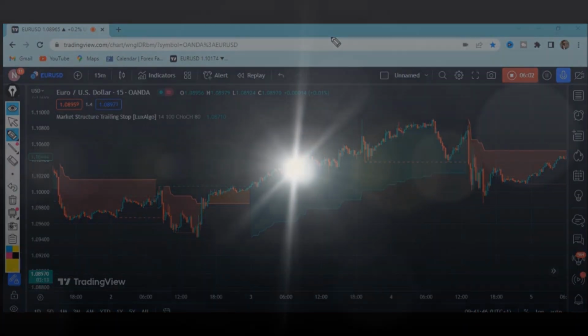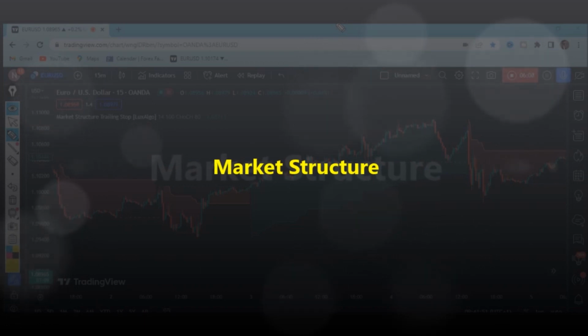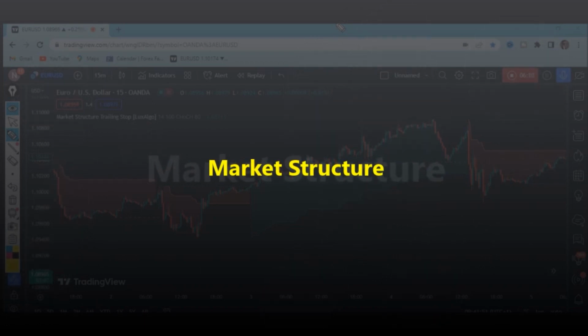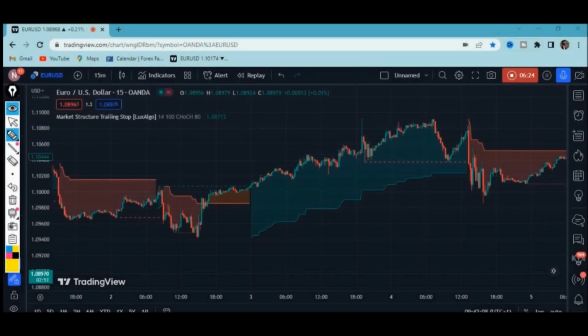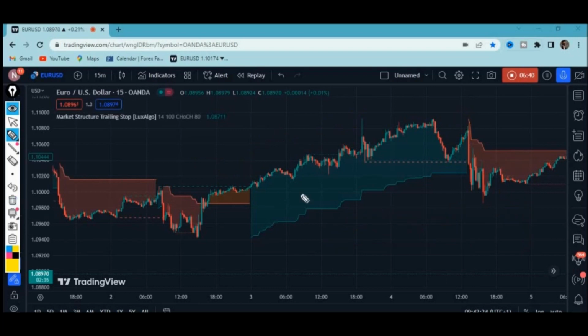So whoever uses market structure, it can actually be an added advantage to benefit from, because these trailing stops are based on market structure to provide an additional exit condition or to provide points of support and resistance, because market structure shows you how the market is actually moving. It shows you whether the market is in an uptrend, downtrend, or really ranging. So understanding market structure, this indicator can be very, very beneficial.